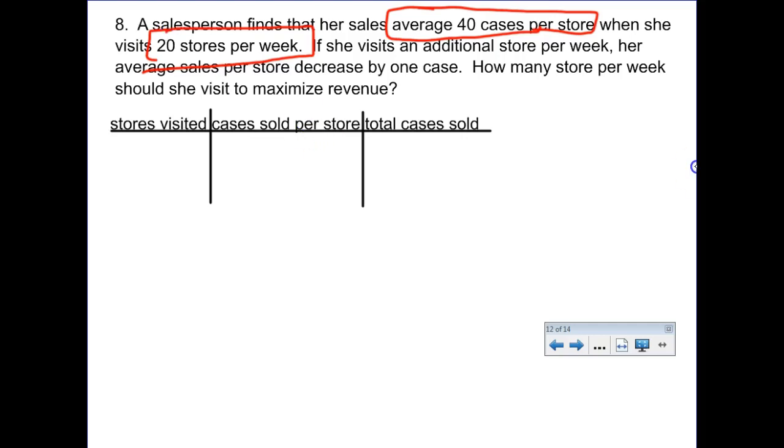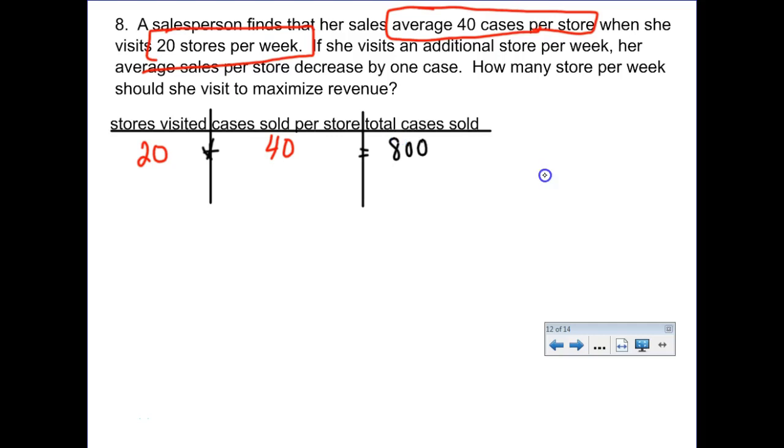So I really like to highlight my math story problems in some way, whether it's with pen or highlighter or whatever. But the first clue says 40 cases per store is the average if she visits 20 stores per week. So first example, if she visits 20 stores, sold per store is 40 cases. So think about that as a math problem, guys. 20 stores times 40 cases. How many cases did she sell in that particular week?